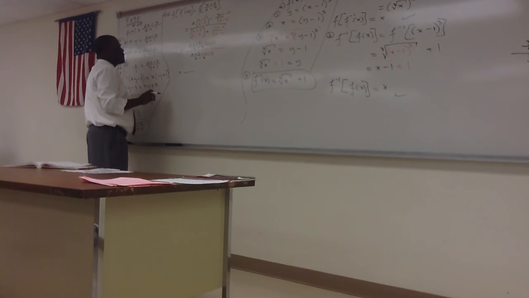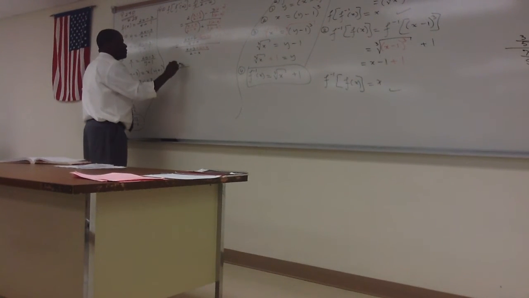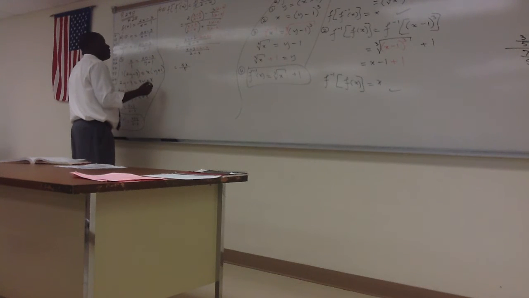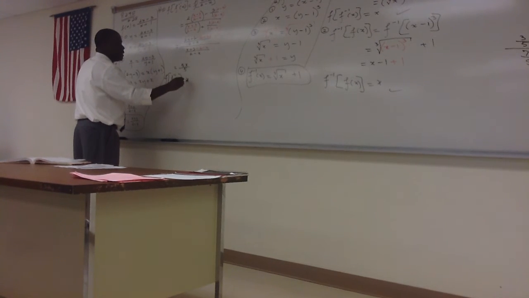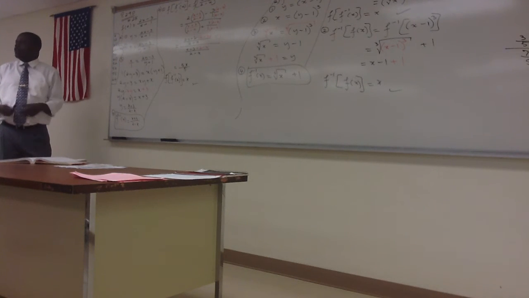When you keep the tops, what do you have left on the top here? 2x plus 3x, that is 5x. What do you have left on the bottom here? 5. What is that? 1. x. So this is f of f inverse of x, which is x. So we verify the first way is working out.